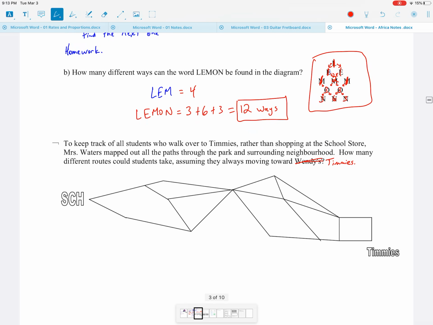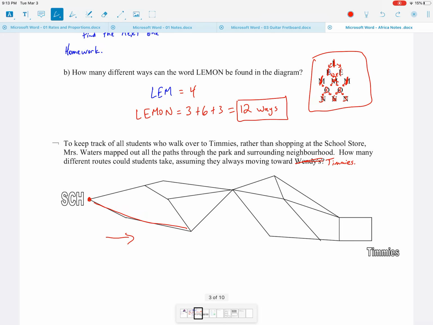Okay, so let's picture this. Students are right here, and they want to get out to Timmy's. And the rule is they always need to be walking toward Timmy's. So in other words, you can't go this way, down here, and then head that way, because going this way would be moving away from Timmy's, which is right there. You could only move that way in this direction.